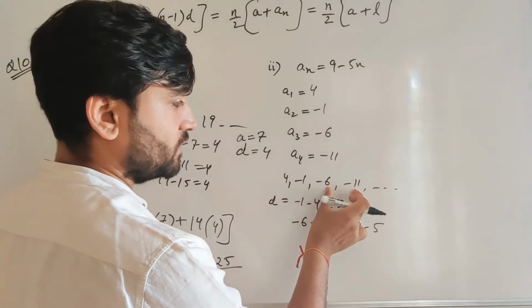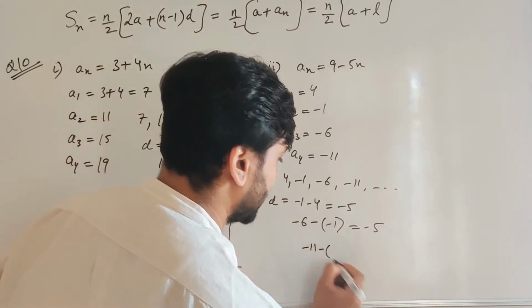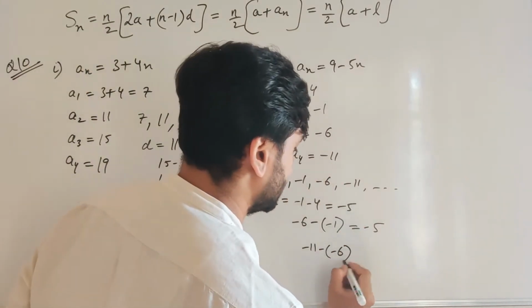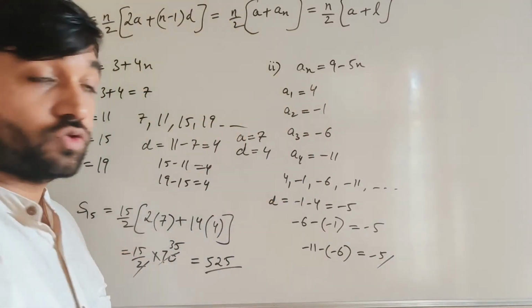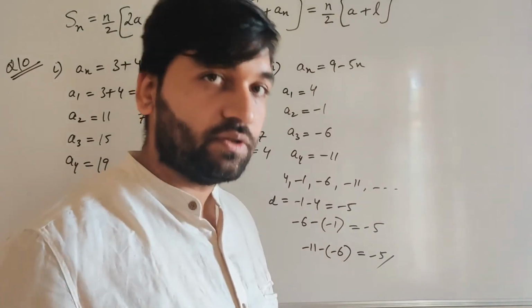And lastly, I'll check it for this pair. So minus 11, succeeding term minus the preceding term, which is minus 6. So minus 11 plus 6 also gives you minus 5. So we say the common difference is the same. So yes, these terms form an AP.